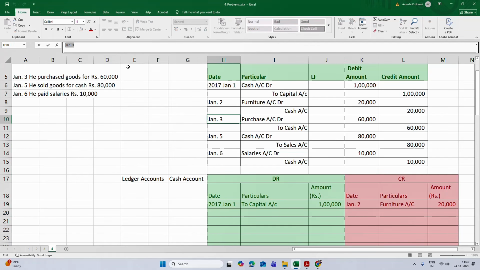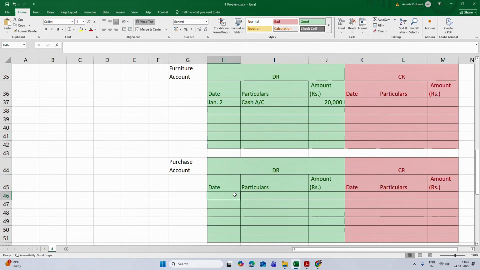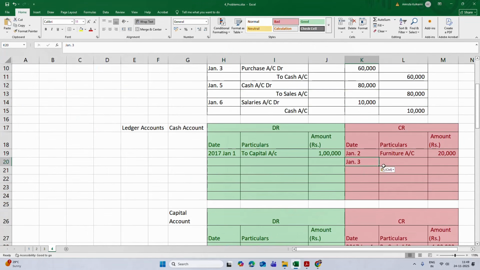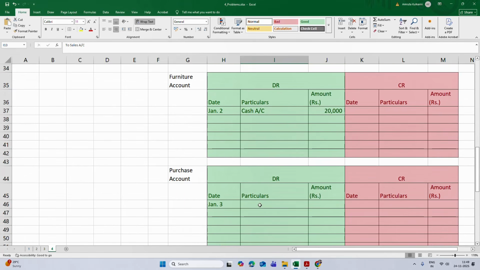So on January 3, we have purchase account and cash account entry. So purchase account is debited and cash account is credited. So purchase account first of all debited and cash account is credited. So what is the amount now? So this is purchase account debited by 60,000. So purchase account debit side now 60,000 and this transaction is happened via cash. So to cash 60,000 rupees.